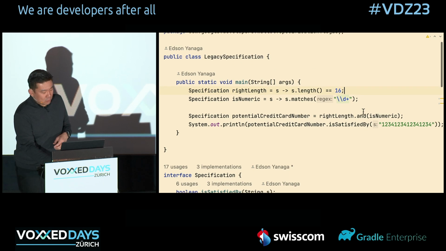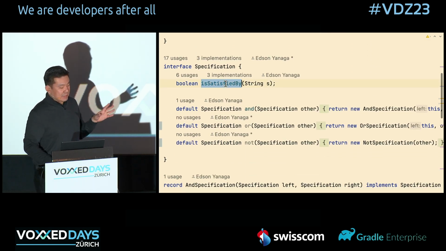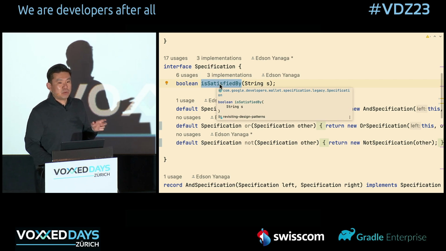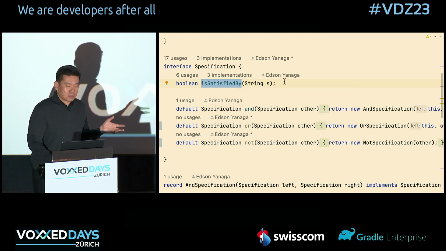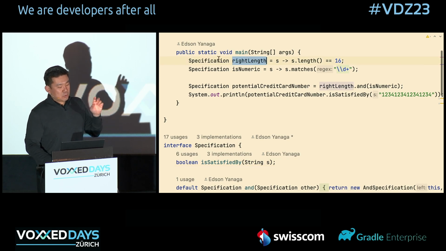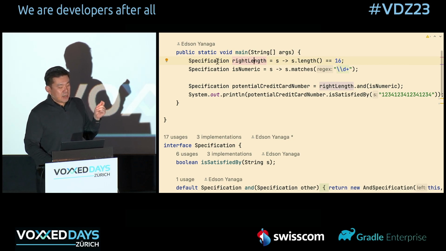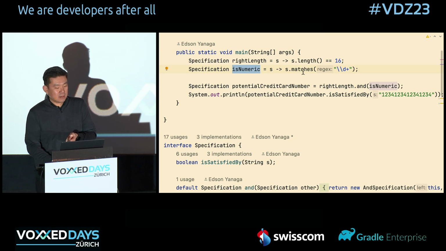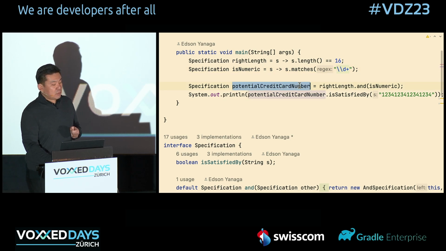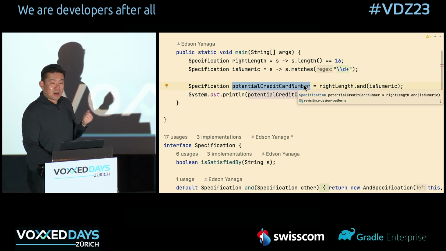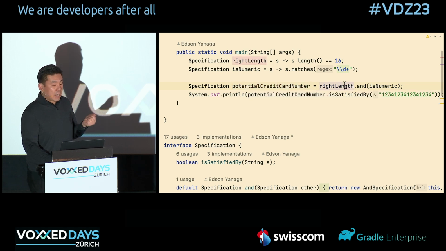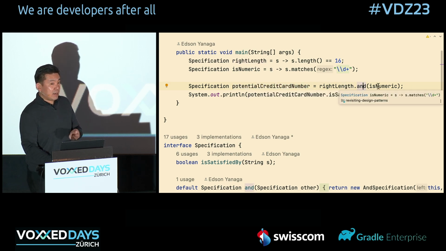And why did I create this? Well, you can see here that clearly this thing is a predicate. It gets a parameter and returns true or false. So what I'm doing here, I'm creating a specification. Is it the right length? And I test if it's 16. And then I have another specification, is numeric, and I have s.matches only digits. And then I create another specification. Well, is it a potential credit card number? Is it the right length and is numeric? So that's how you would implement that using a specification 10 years ago.